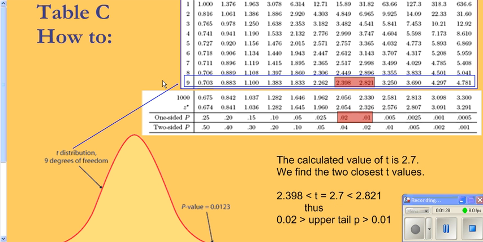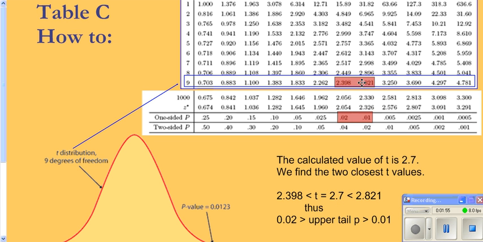Now, how do we do this? Well, suppose you had a t-value of 2.7, and we had degrees of freedom of 9. So we go across on our row of 9 until we get 2.7. You'll realize that 2.7 doesn't show up. But 2.7 is in between these two values right here.